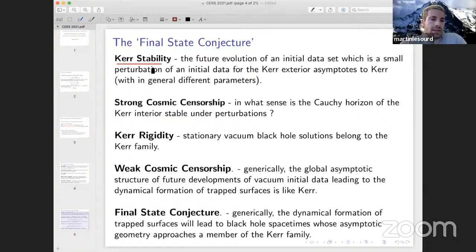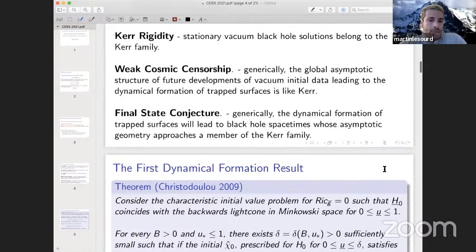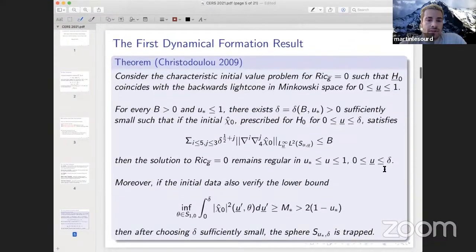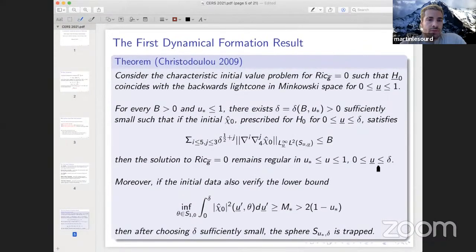Right. So these are some of the very, very big problems that are all open. It's a long road to these problems, but the first dynamical formation result is Christodoulou's result. So again, this is for the Einstein vacuum.